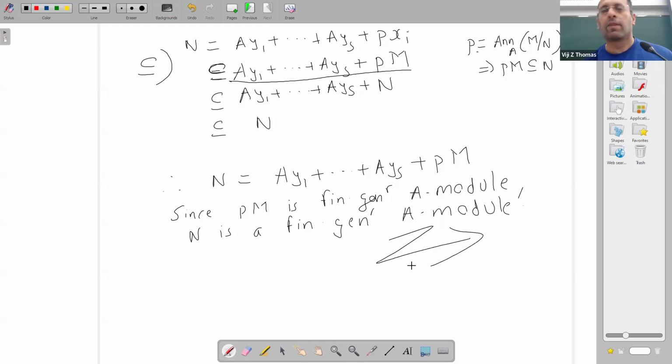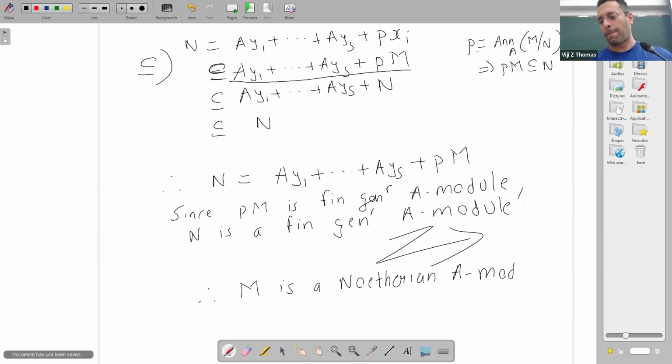And that is the contradiction, because N is not finitely generated. Therefore, our assumption that M is not a Noetherian A module is incorrect. So M is a Noetherian A module. Okay, so that's the end of the proof, and we are done in both directions. I hope this is clear.